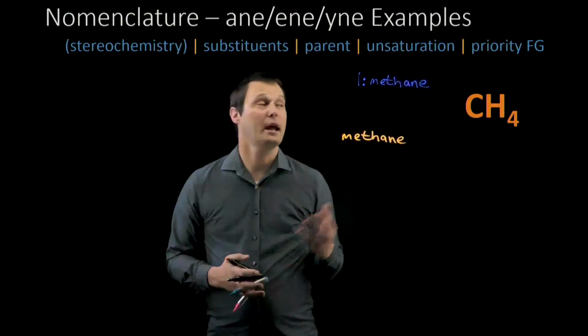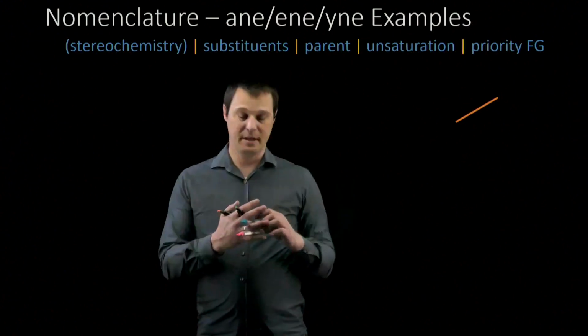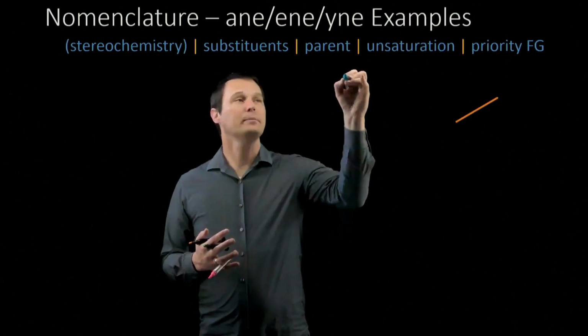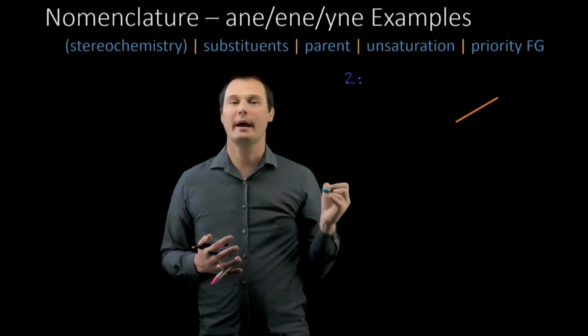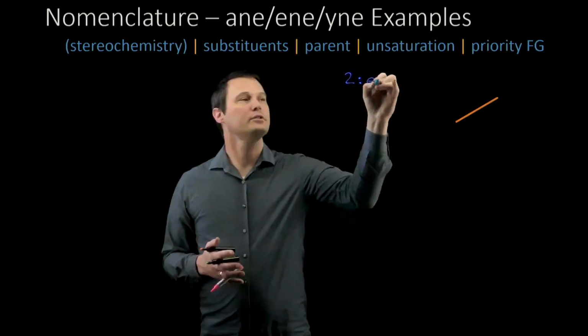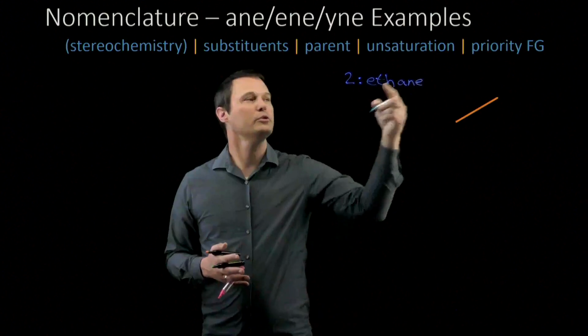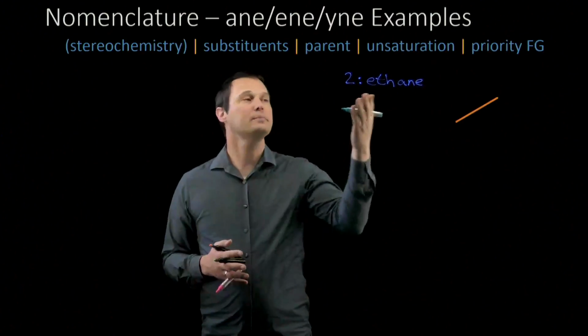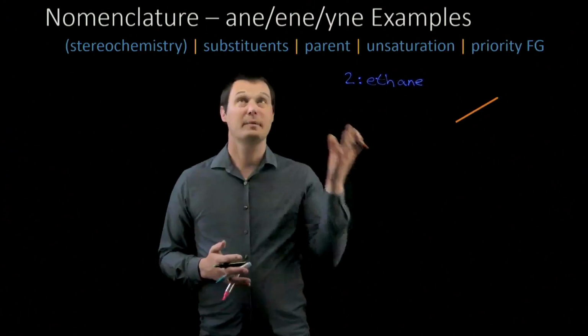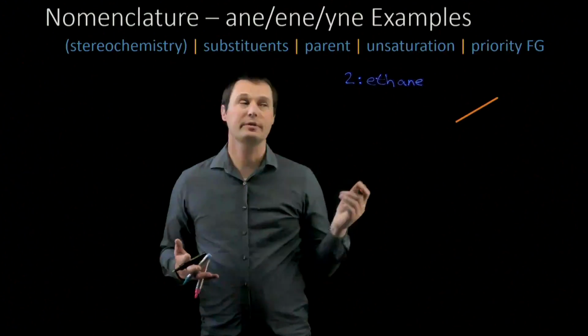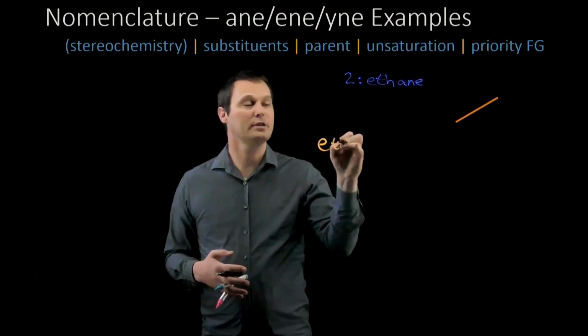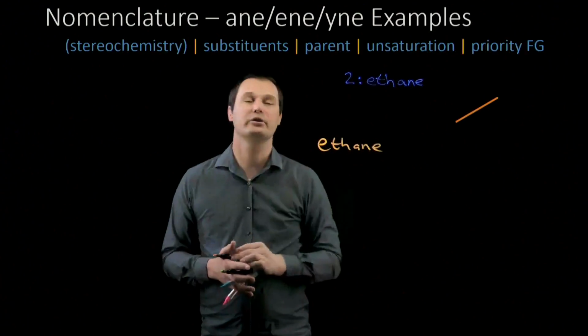Let's keep going and see what happens when there's more than 1 carbon. This next example has 2 carbons in the longest consecutive chain, so we need to know the parent name for the 2-carbon hydrocarbon. With 2 carbons, the syllable that describes 2 carbons is eth. Again, there's no unsaturation and there's no priority functional group, so we'll use ANE to finish out the molecule. This parent hydrocarbon is ethane. This molecule also has no stereocenters, no substituents, no priority functional group, so ethane is just the name of this molecule. This 2-carbon hydrocarbon is ethane.